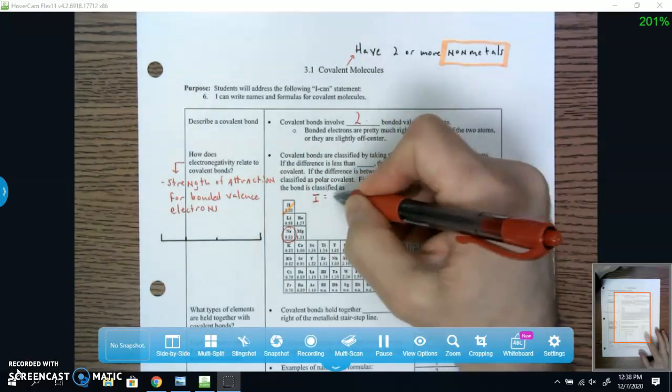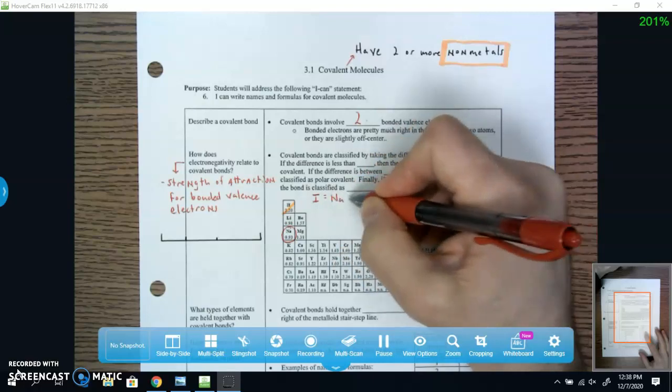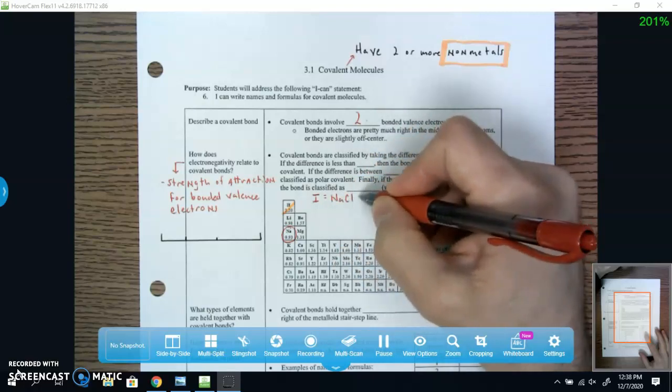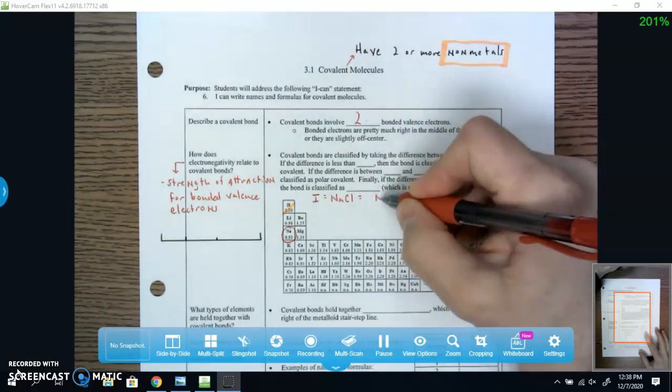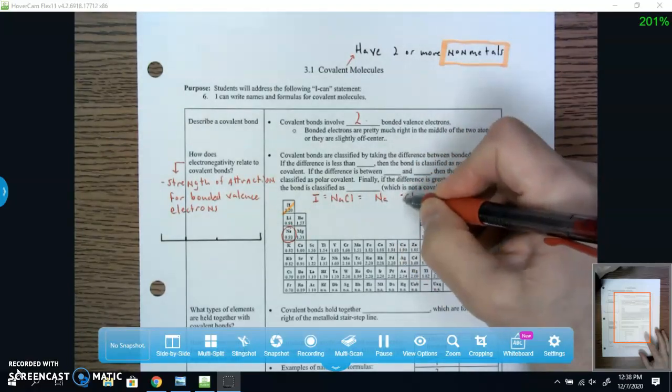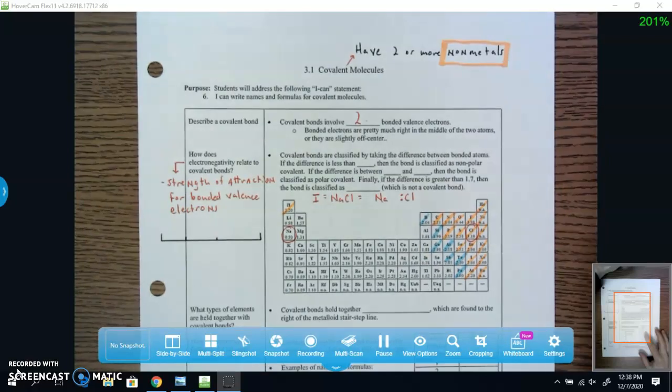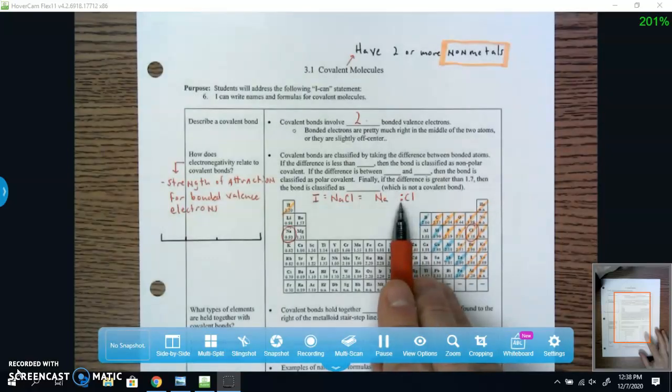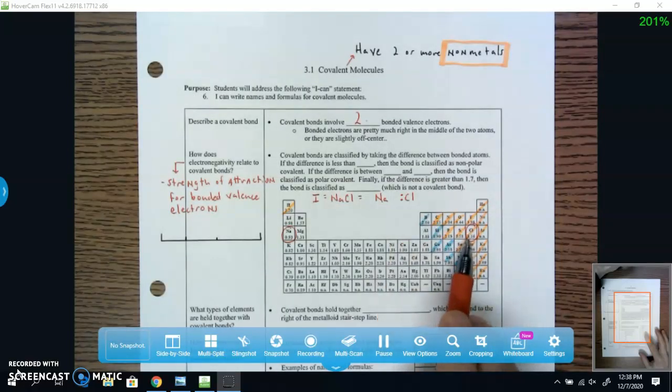So I would put something like this, an example of an ionic bond equals NaCl. And if I put a little space in between them, I could put my 2 interacting bonded valence electrons way closer to chlorine because chlorine is much stronger.